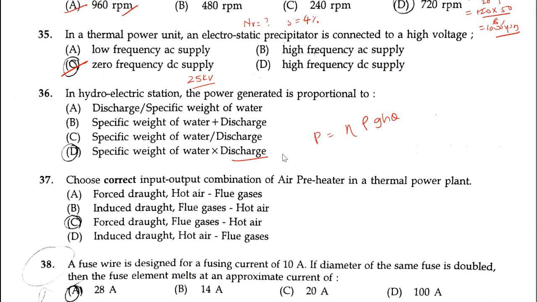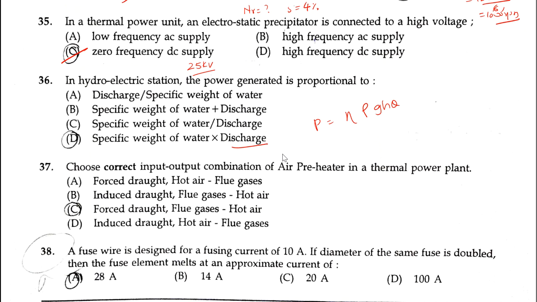Next one, choose the correct input-output combination of an air preheater in a thermal power plant. If you have written the AE examination, a similar pattern of question was asked there, not the same question. Observe, we have an air preheater here and an economizer. We allow some fan air here, the forced draft fan, and because of this forced draft fan, it provides hot air, and the remaining air goes out to the atmosphere with the help of the ID fan.